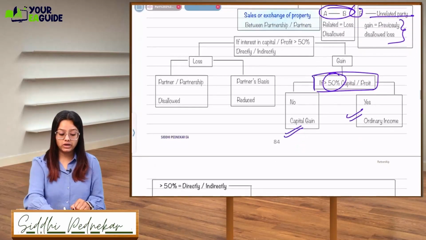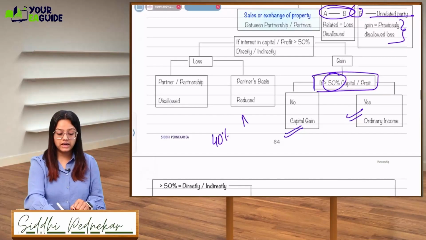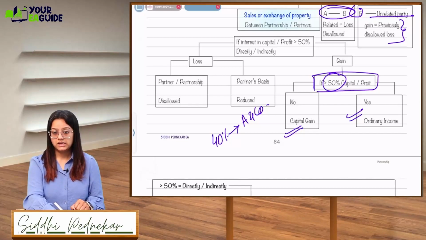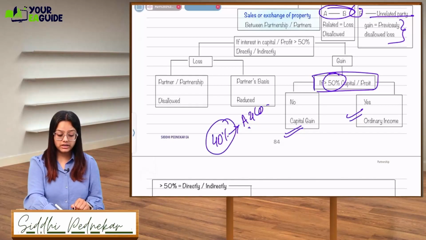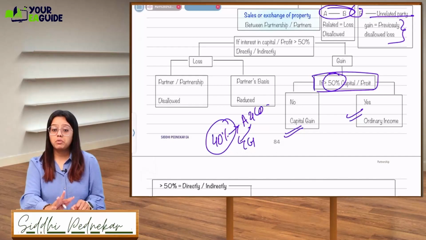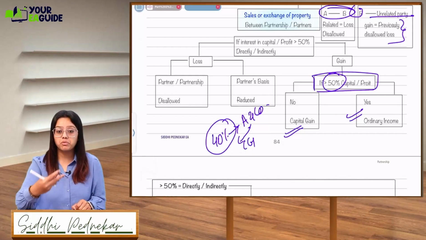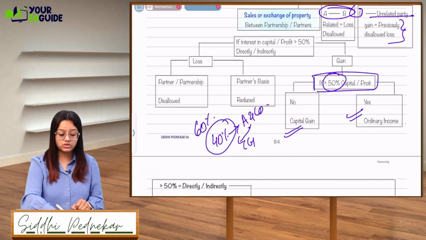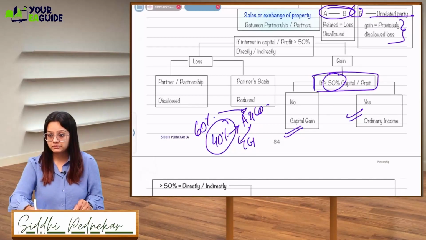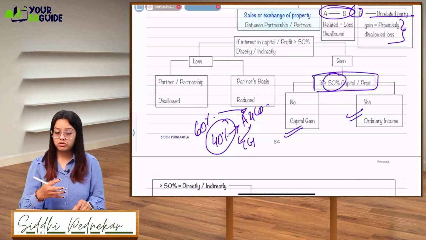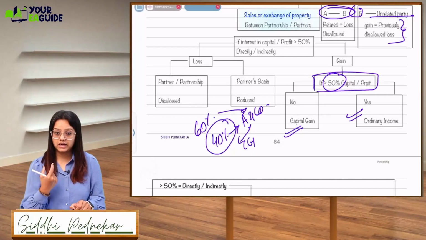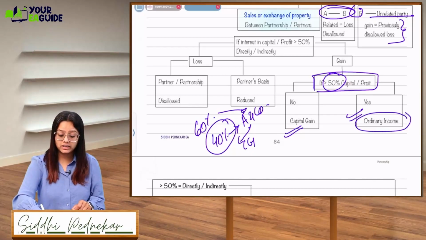Let's say I am holding 40% interest in A and company, and now when I'm selling certain property to them, I have a gain. I have a gain due to the sale of this property to A and company. Since I am holding less than 50%, this gain will be recognized as a capital gain. But if I am holding more than 50%, let's say I am holding 60% in this partnership firm, then whatever gain I have realized will be ordinary income.